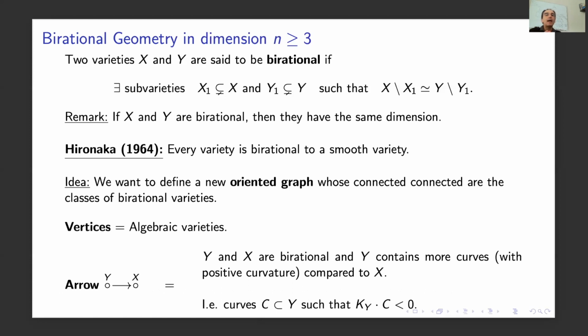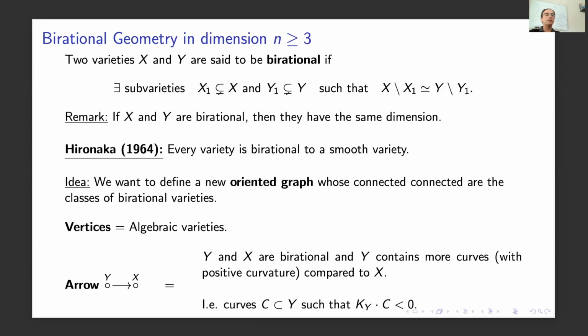And somehow Y must contain more curves than X of positive curvature. So again, the positive curvature here means it's not very precise, of course. If you want something more precise, it means that there is a curve C inside Y which has negative canonical degree. So in other words, K_Y times C is less than 0, where K_Y is the canonical divisor, and it can be thought of as the divisor associated to minus the first Chern class of Y.